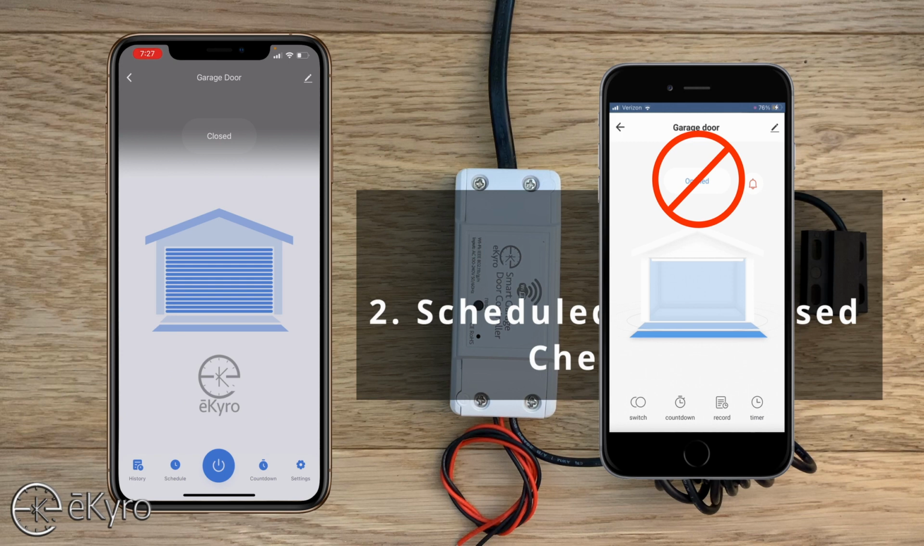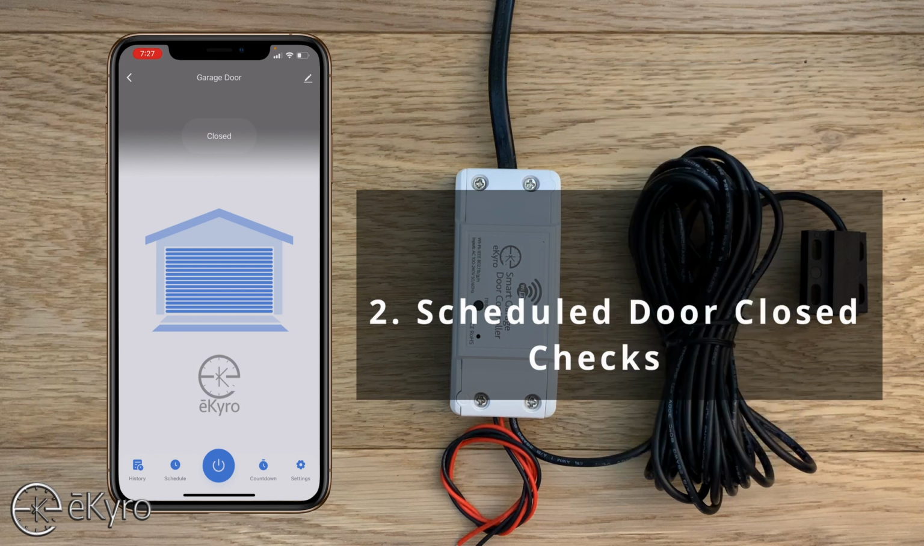On some of the early models of the eKyro Smart Garage Door Opener, the garage door would simply toggle the relay within the device, regardless of if the device was open or closed, sometimes causing the garage door to open at the set time if the garage door was already even closed. If you have one of these newer interfaces and your sensors are connected correctly, this should not be a problem.